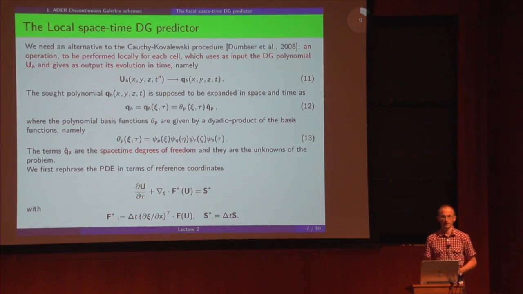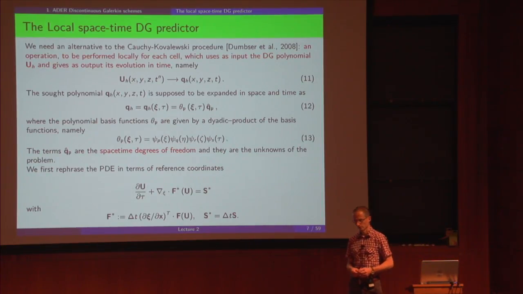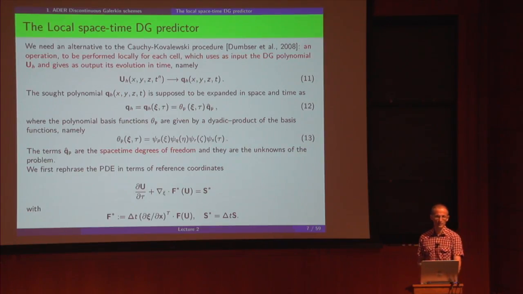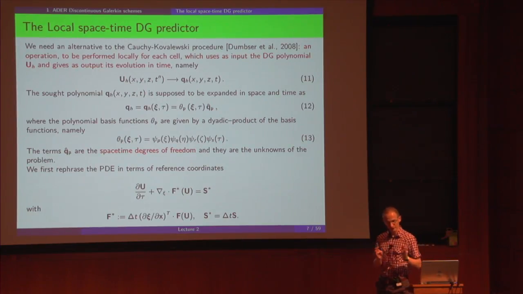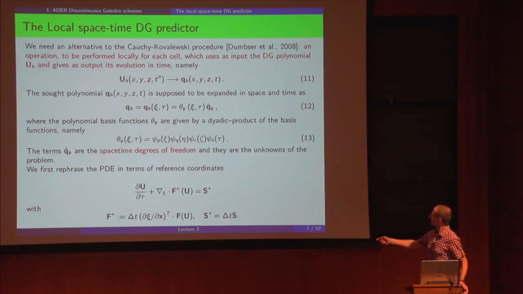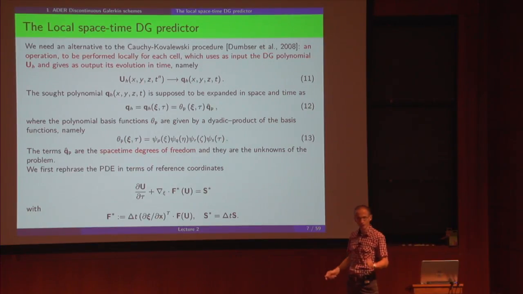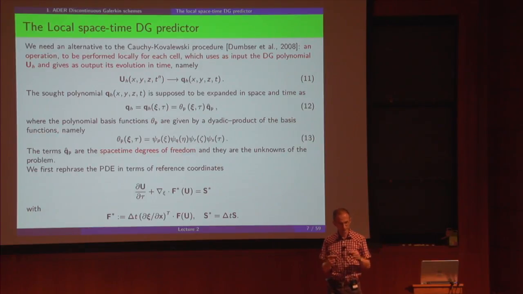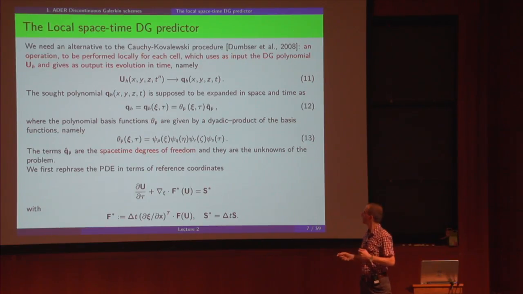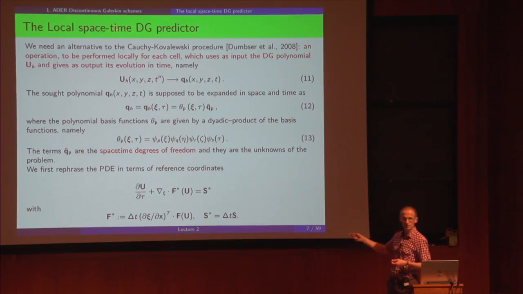So there is an alternative ADER, which I describe now, and which will also be present in the numerical code this afternoon. So this is the version we will use. So we need an alternative to this Taylor expansion in time. And this is based on the idea of performing locally for each cell, irrespective of what happens in neighboring cells, a time evolution of the DG polynomial. So we start with the DG polynomial, which I denote with uh, at a time level tn, and I need to generate a time evolution locally just for that cell. This will not be the true solution because it's just local for that cell, but it will be called a predictor solution. That's why this is called a local space-time discontinuous Galerkin predictor.